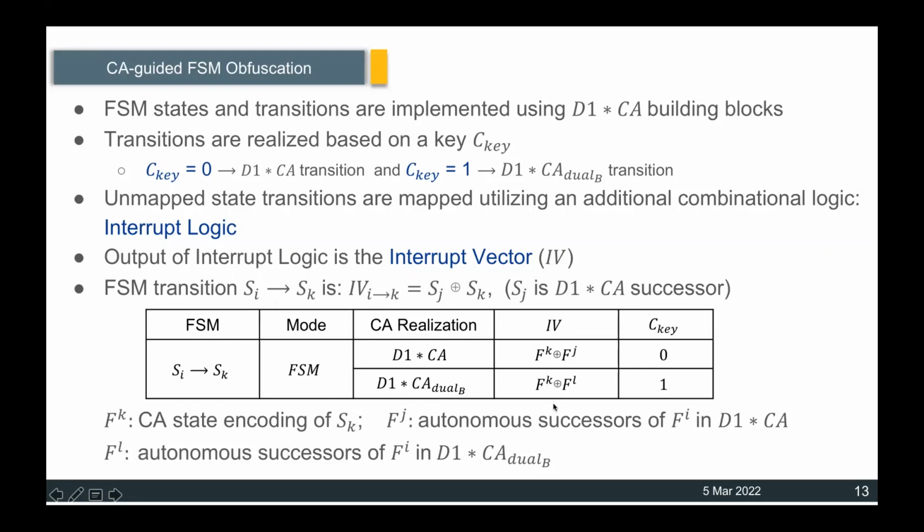So your IV essentially obfuscates the transformation and ensures that if you apply the correct key, then your IV should be able to bring your state to the appropriate state as per your FSM transition. But if you give a wrong key, then you will be selecting a wrong IV, and therefore you will not get your state transition as per the finite state machine of your circuit.